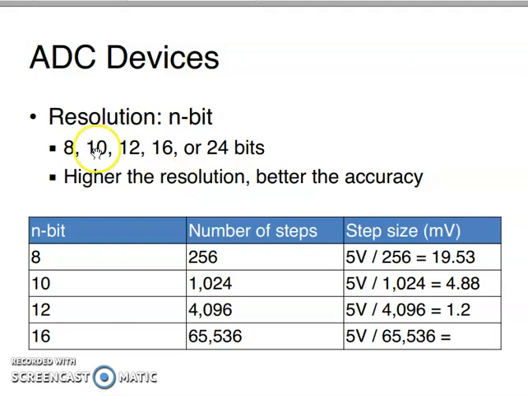As we can see, the higher the resolution, the better the accuracy of the converted value. Why is that? Because a higher number of bits gives a higher number of steps, and a higher number of steps gives a smaller step size, so when the value is converted, it will be much closer to the real sample value. This is why the higher the resolution, the better the accuracy of the analog to digital conversion module.